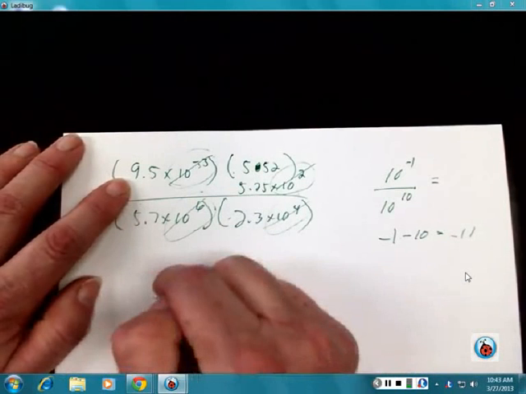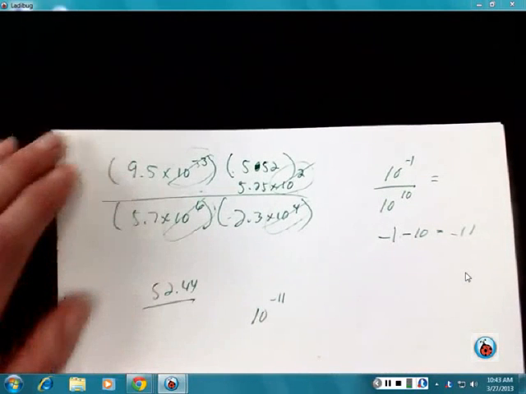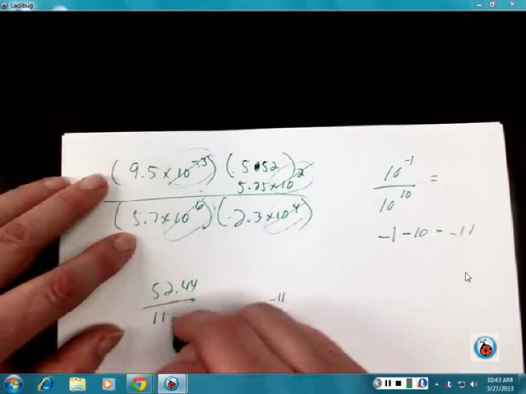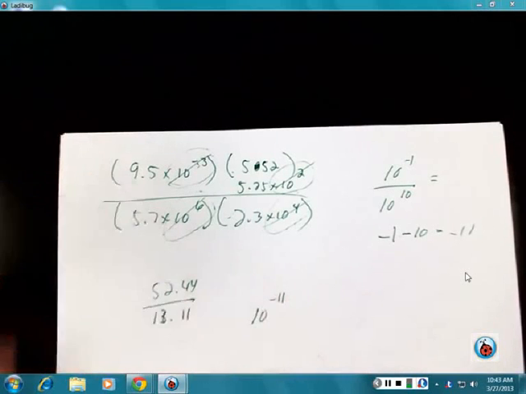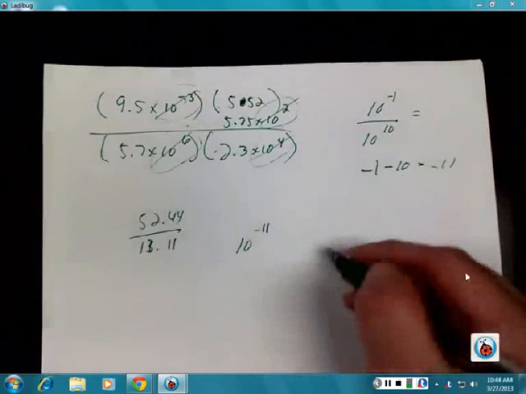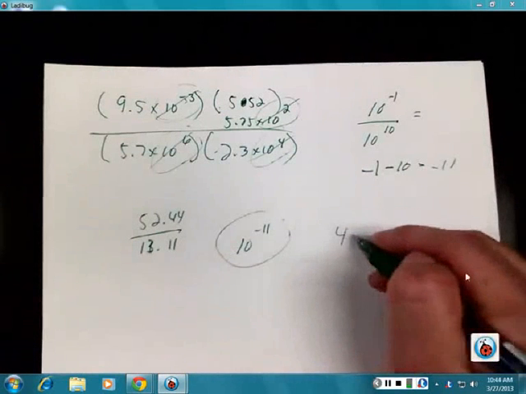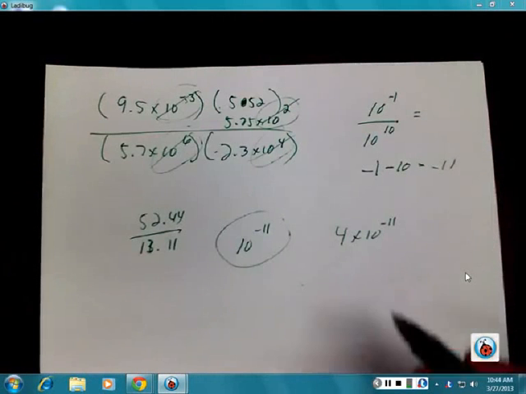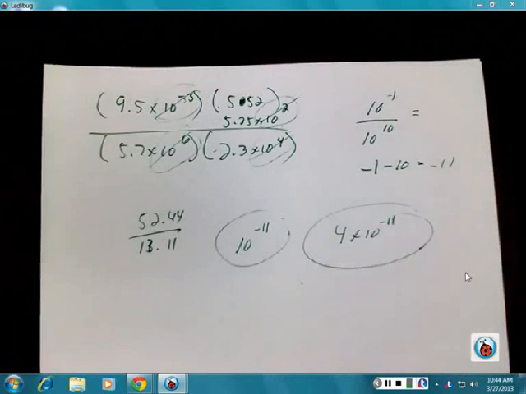That gives me 52.44. The bottom, 5.7 times 2.3, gives me 13.11. Then I need to take those two and divide them. So 52.44 divided by 13.11, and I get 4. So my final answer is 4 times 10 to the negative 11th. And that's my answer.